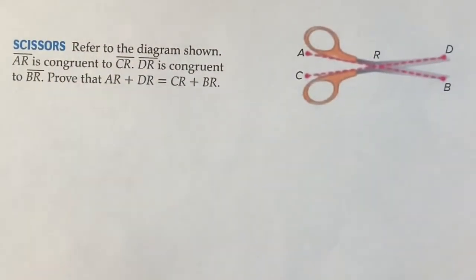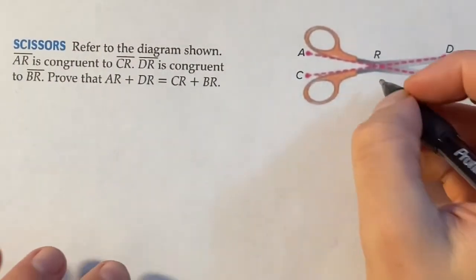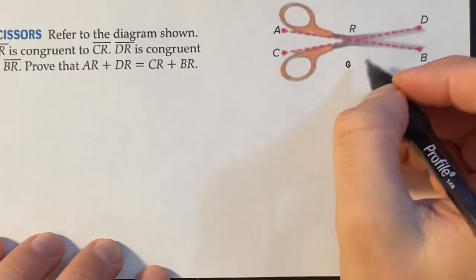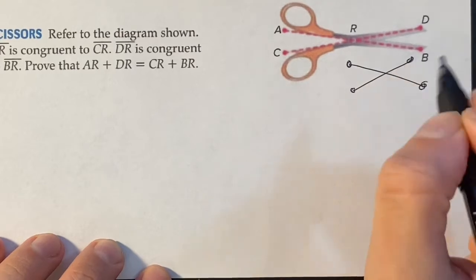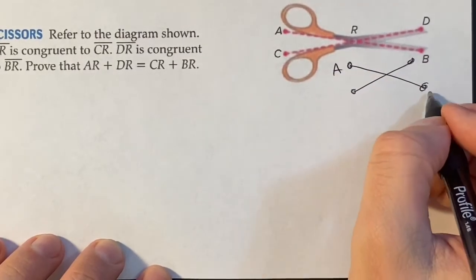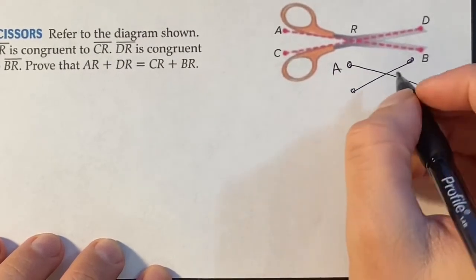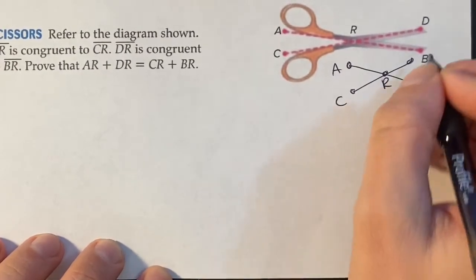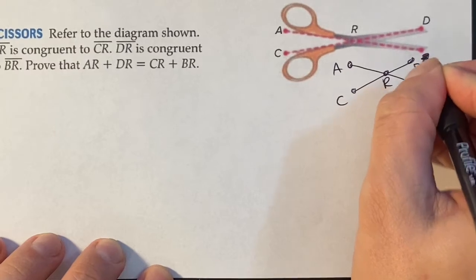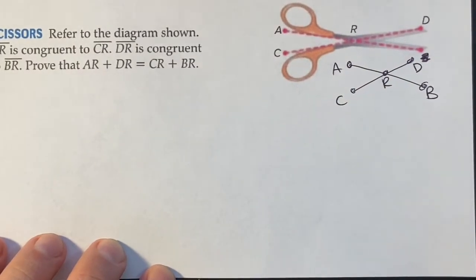All right, let's talk about this scissors problem that we're going to start from scratch here. Let me redraw this picture. I got A, I've got B. Ooh, AB, I have 6 of those. R right in the middle. Haha. I have C, D. I had a bunch of those as a kid.